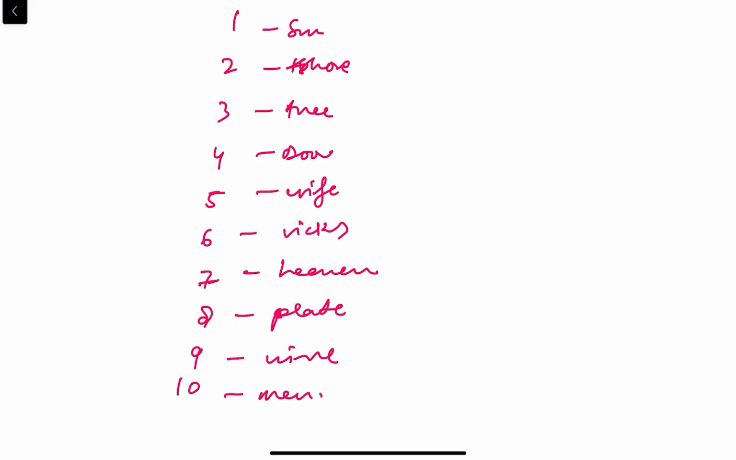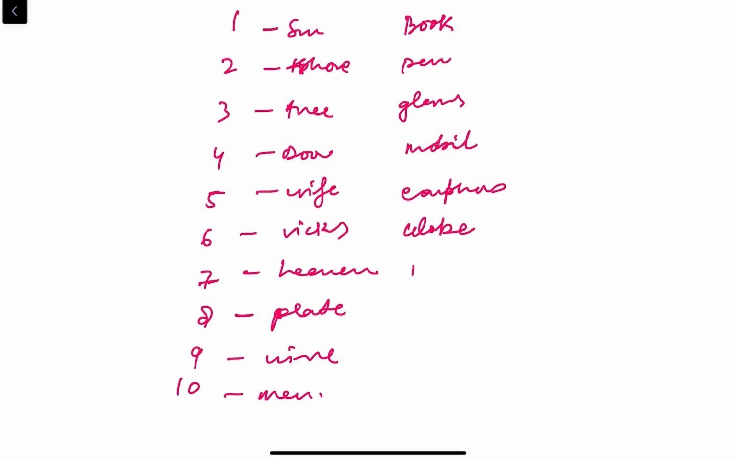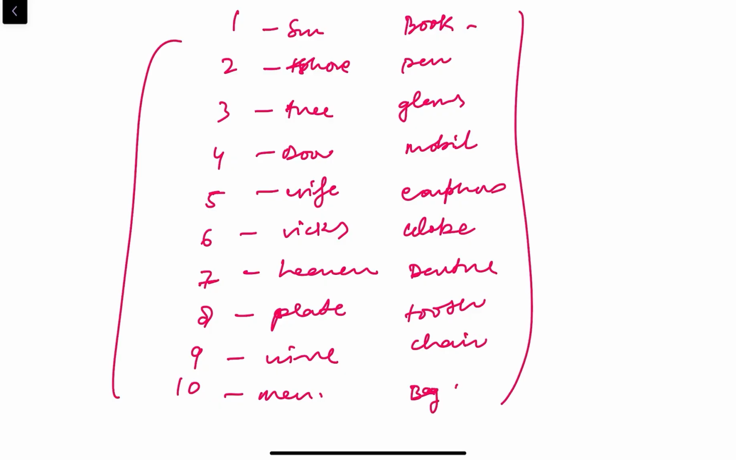So if I have to remember some random abstract stuff, for example, a book, a pen, glasses, mobile, earphones, globe, denture, tooth, chair, and bag. So how will I remember all these things? I'll associate them with something that I already know.